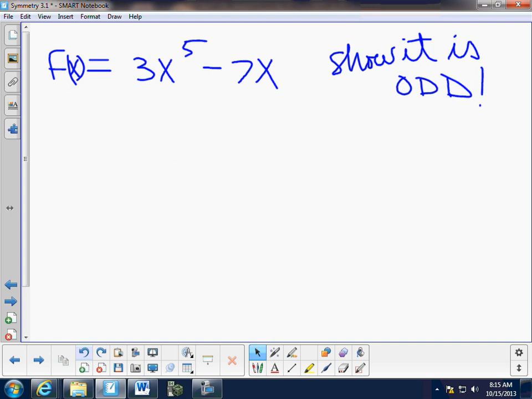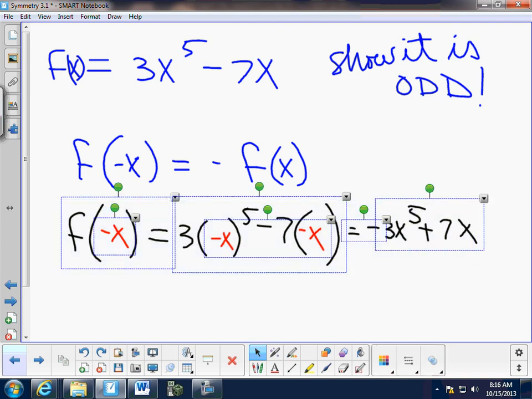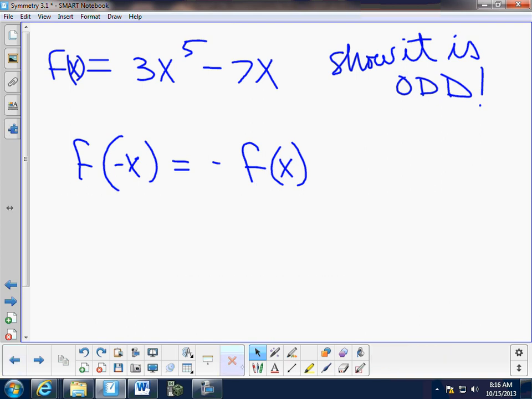If it's an odd function, you should be able to show that that's true. So find f of negative x and find negative f of x, and compare them.